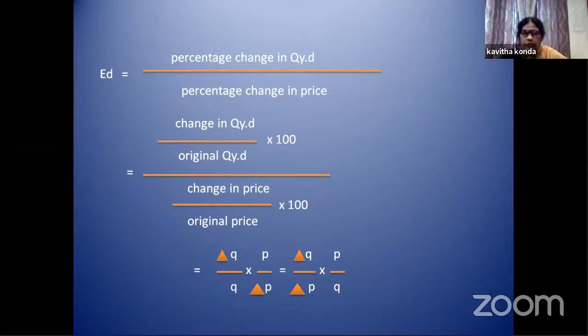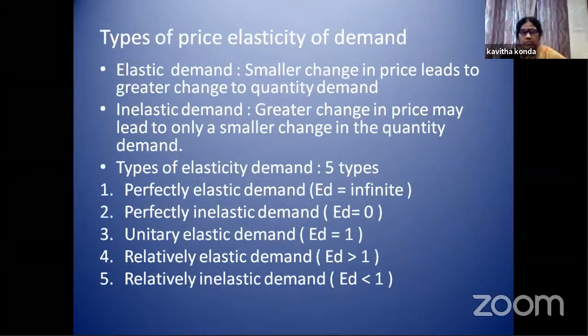If we take the types of price elasticity of demand, we have five types here. First we have to know about elastic demand and inelastic demand. Elastic demand means a smaller change. If the price of the commodity increases, the quantity demanded will fall. All of you know that.